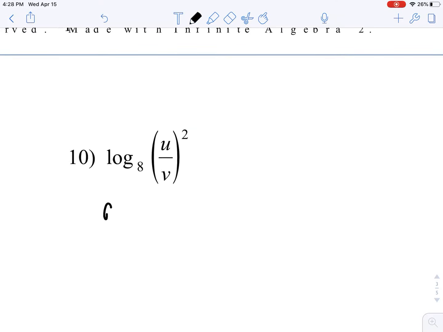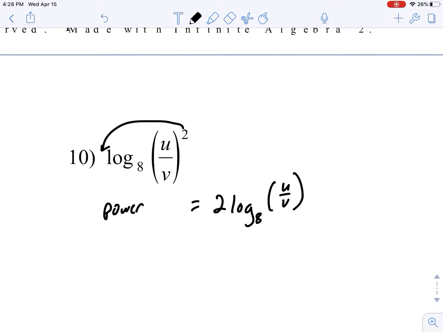I need to do the power property first and put this 2 in front of here. So that's going to give me 2 log base 8 of u over v. Now I can focus on the division bar, the fraction bar, whatever. I can do the quotient property. Remember, a quotient property splits it into 2 logs, with a minus sign in between.